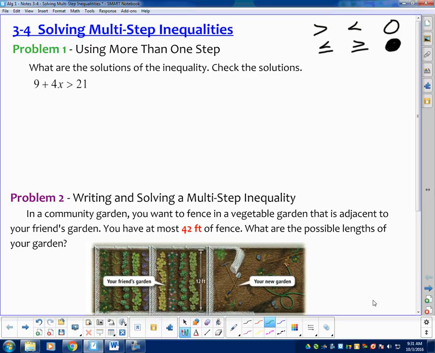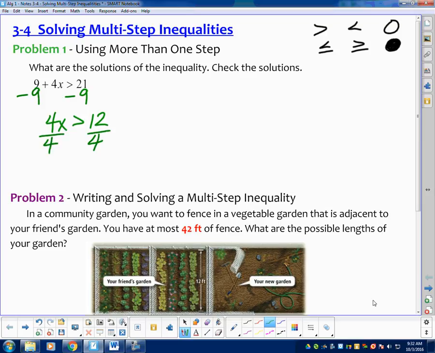What should we do first on this one? What should we do on this first step? Yes. By doing what with the 9? Yep, subtract. Nothing happens to my inequality sign. What's 21 minus 9? 12. And then how do I get rid of the 4? Good.